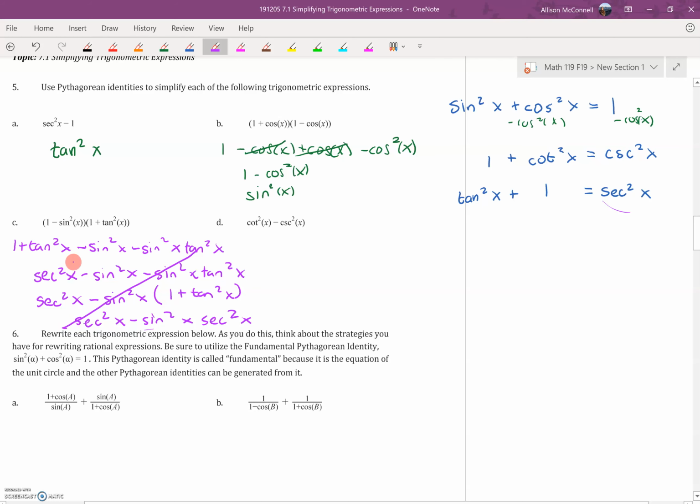What I did for myself was once I saw this, I just was like, oh, face palm. I'm going to put a line through this and I'm going to do it a more productive way. I started seeing that more productive way. In number 6, again, those strategies of looking for your Pythagorean identities is something that is really consistent with trigonometric expressions, with simplifying them.